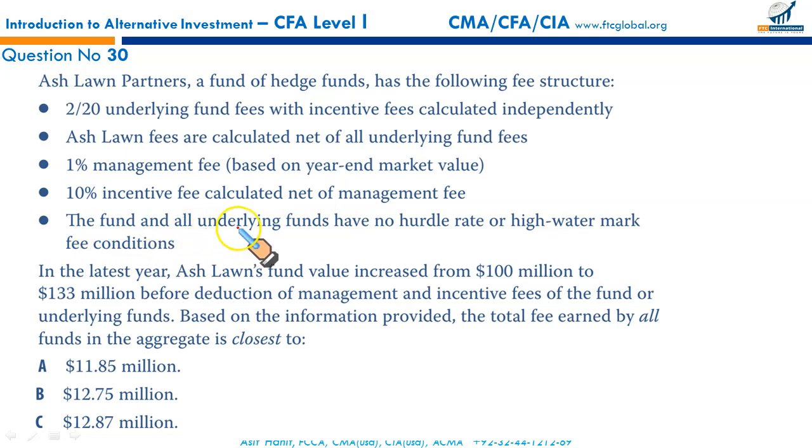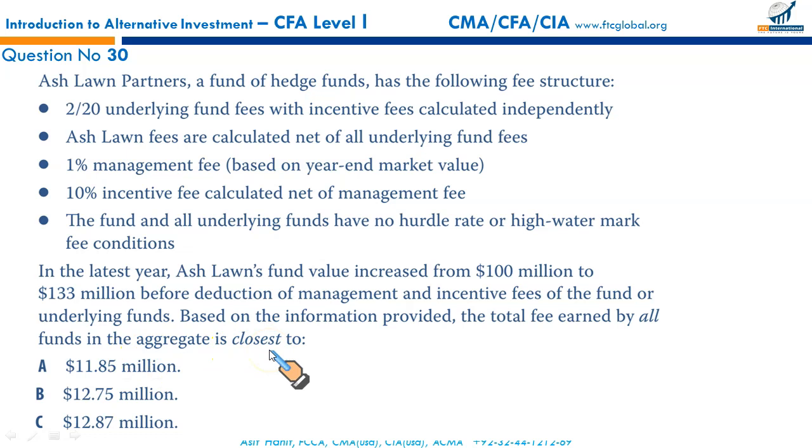The fund and all underlying funds have no hurdle rate or high water mark fee conditions. In the last year, Ash Lawn's funds value increased from 100 million to 133 million before the deduction of management and incentive fee of the fund or underlying funds. Based on the information provided, the total fee earned by all funds in the aggregate is closest to.